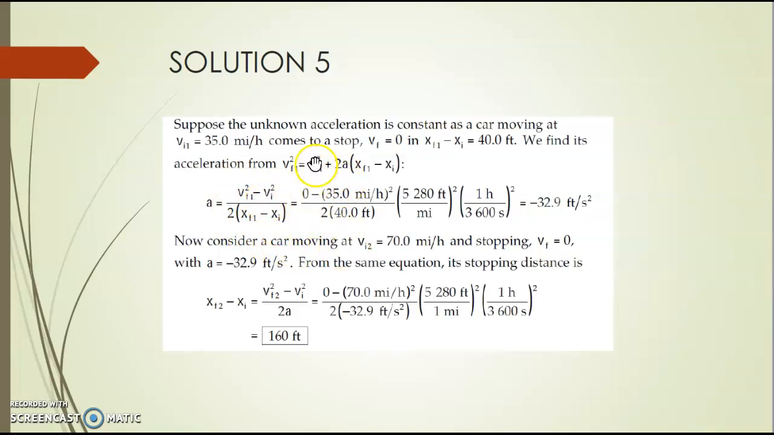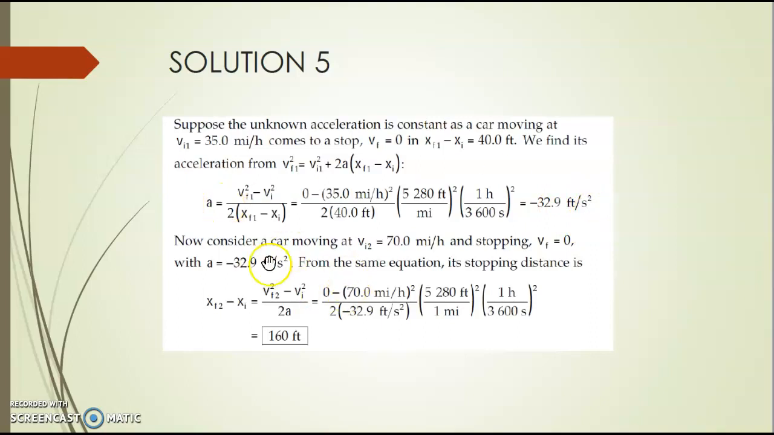Since Vf is 0, Vi is 35 miles per hour, and then 2 multiplied by 40 feet. Now we have to agree with our units. Since this is miles per hour, we need to convert miles to feet, and from hours we convert to seconds. So we have acceleration is negative 32.9 feet per second squared.